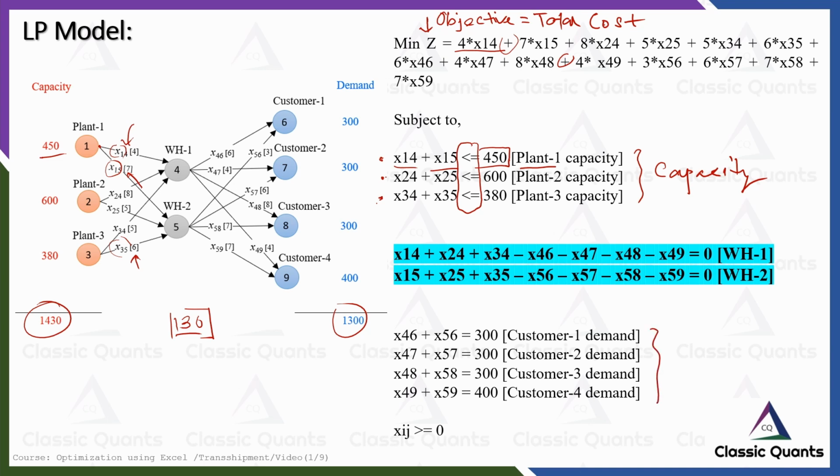Now another set of equation is your demand constraints, which are nothing but the customer demands. For example, in case of customer 1, see, these two edges are terminating here, which are your x46 and x56. So x46 plus x56 should be equal to 300, which is the demand of customer 1, and similarly this is for all other customers.